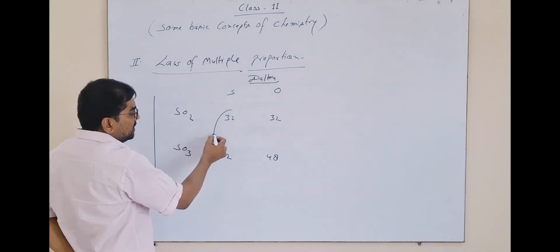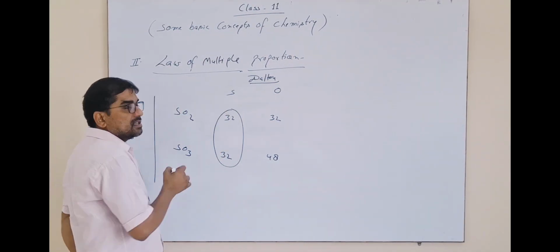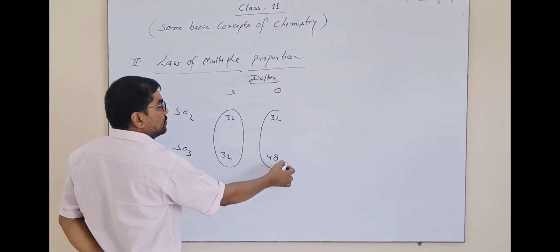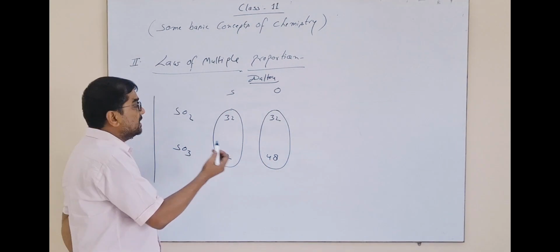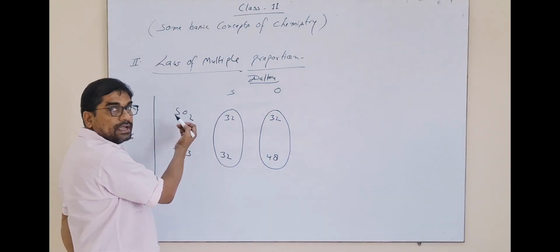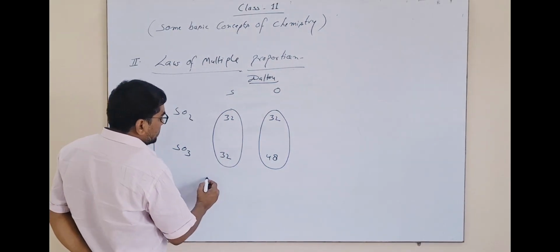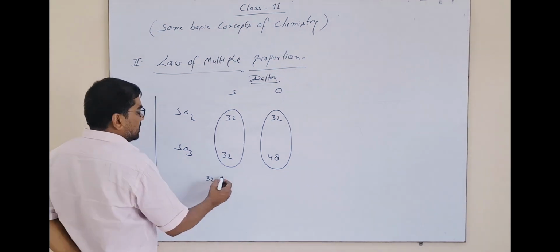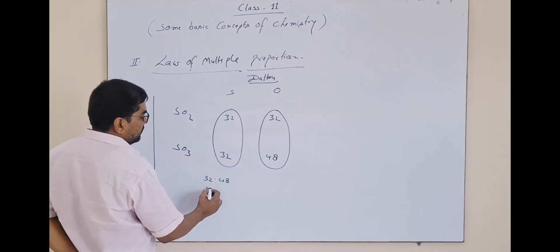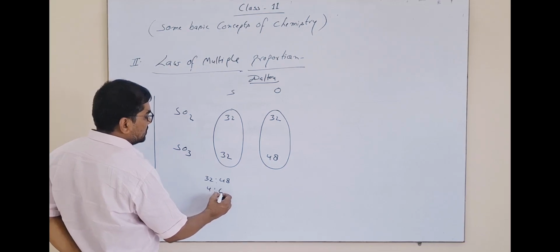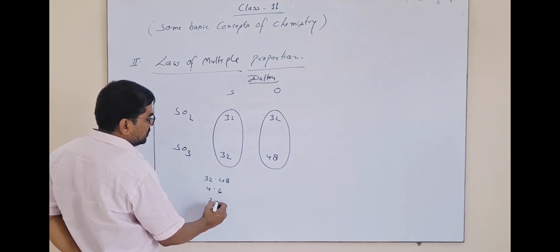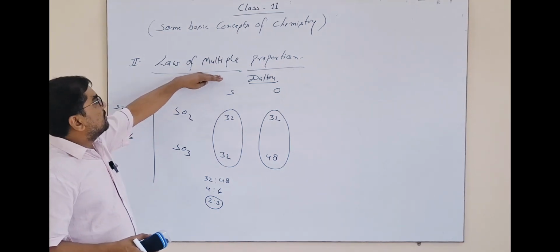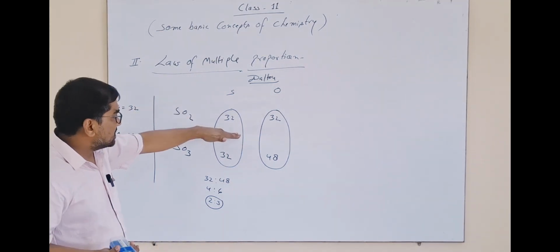We observed here that the proportion of sulfur is fixed while there is a variable proportion of oxygen that reacts with sulfur to give SO2 and SO3. So the ratio between oxygen is 32 ratio 48. Therefore 4 ratio 6 means 2 ratio 3 by mass. Now we can explain the law of multiple proportion from this real example.